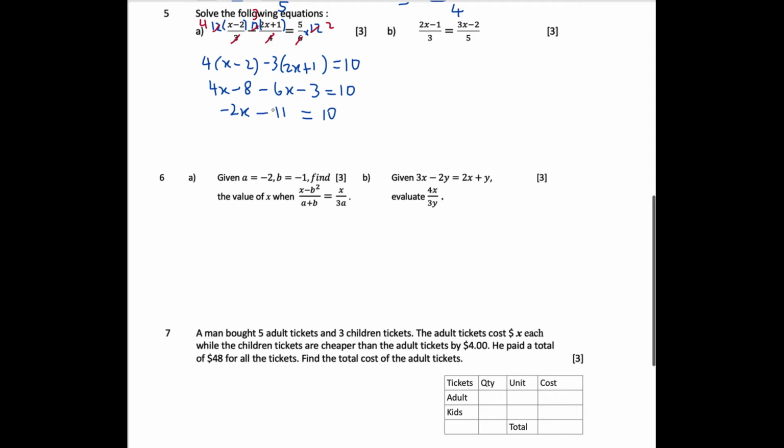Get rid of negative 11 by adding 11. Add 11, leaving behind negative 2x. Add 11, we have 21. And divide by negative 2, so we get a negative answer. And 21 divided by 2 is 10.5. The answer must be left as a mixed number.